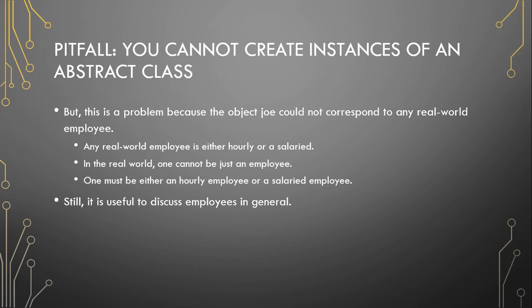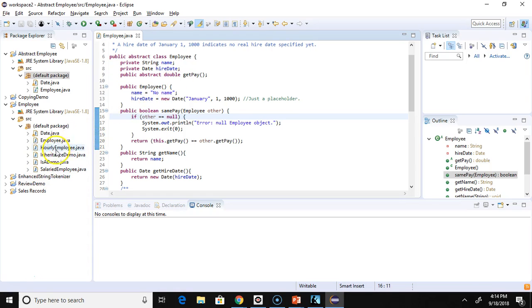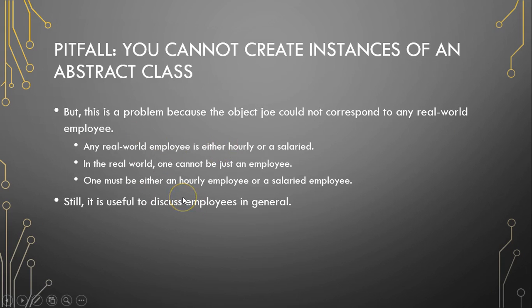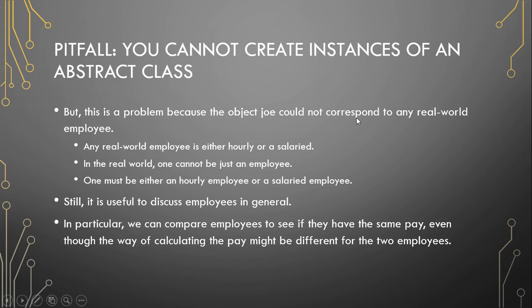Now, you notice that this is just talking about two types of employees. We do have other ones that we have examples of. So, for example, in our labs, we have also gone through and made commissioned employees. That would usually be another type. Of course, if we wanted to take a salaried employee and break it down further, technically the salaried employee could be abstract, and you could have two different types of salaried employees. But then those objects would have to be whatever the derived class would be. Now, in particular, we compare employees to see if they have the same pay, even though the way of calculating pay might be different for two employees.